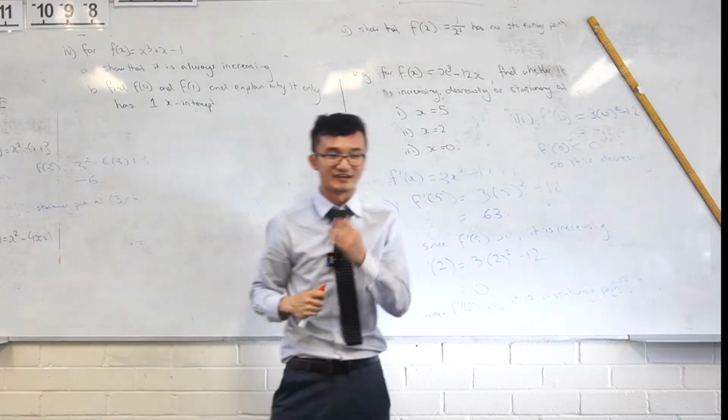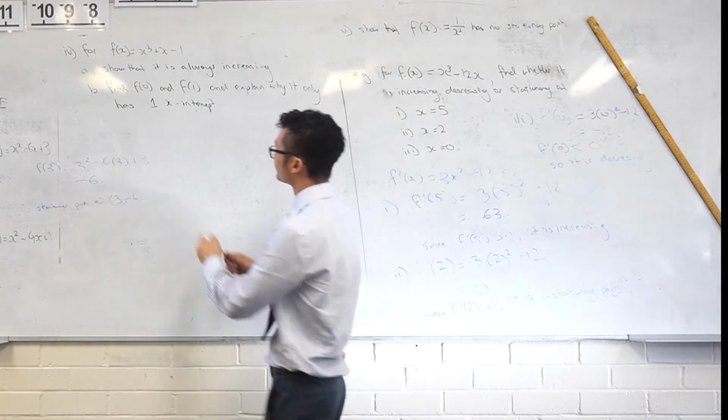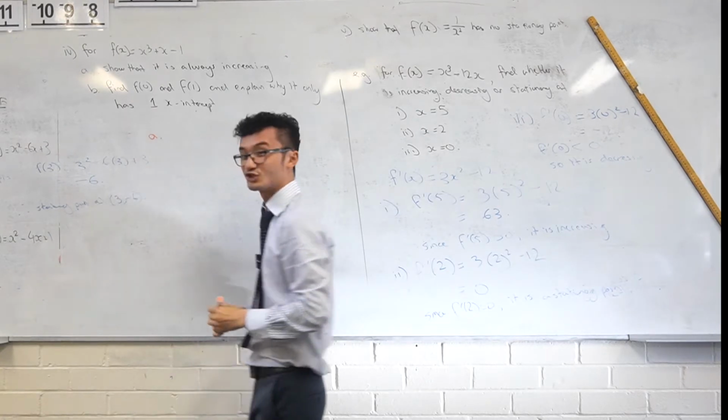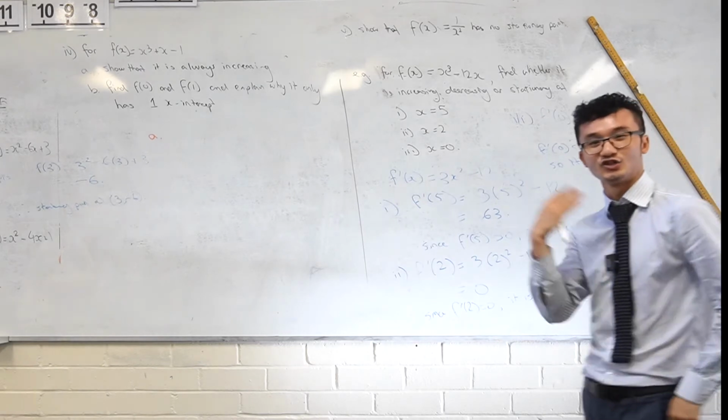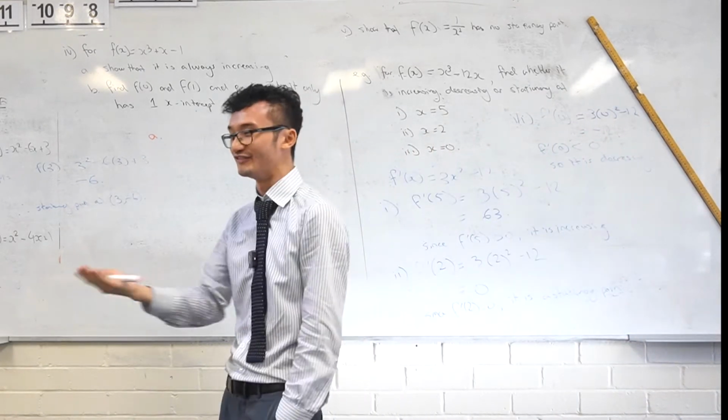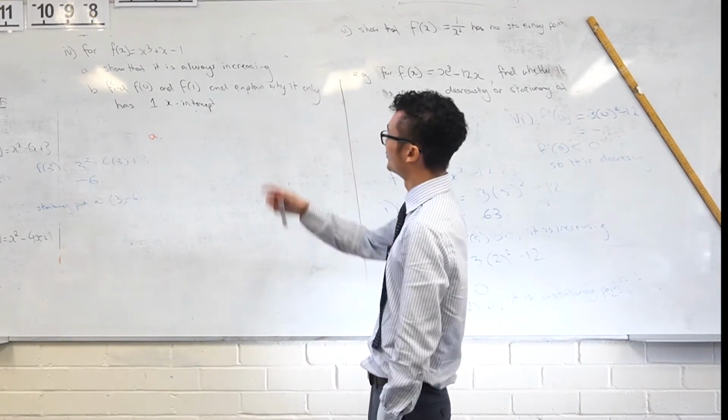Okay, now part 4, I think that gave people a little bit of trouble, right? And it's because it's a different kind of question. It's a show question. And show questions are always interesting because you get the answer. How do you actually go about giving the answer then, right?